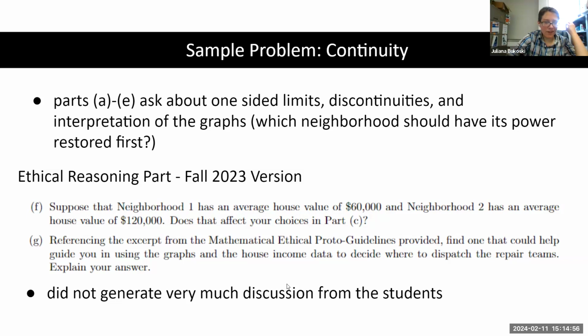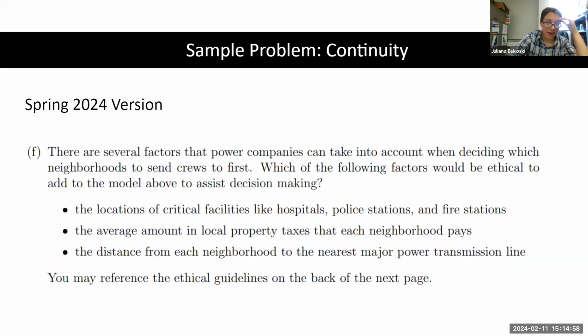So then for this semester, I'm teaching calculus again. So I rewrote that part, and instead I wrote it this way: there are several factors power companies can take into account. Which of the following factors would be ethical to add to the model above to assist decision making? And then I gave them three: the location of critical facilities, the average amount in local property taxes that each neighborhood pays, and the distance from each neighborhood to the nearest major power transmission line.